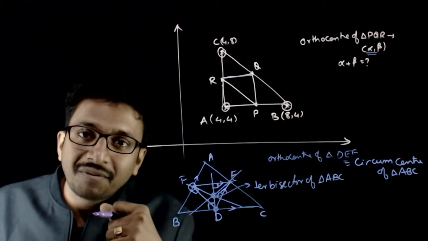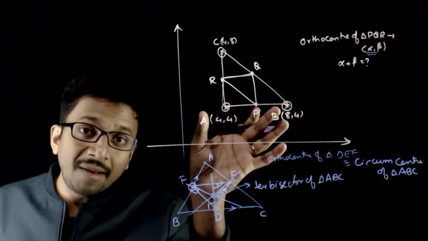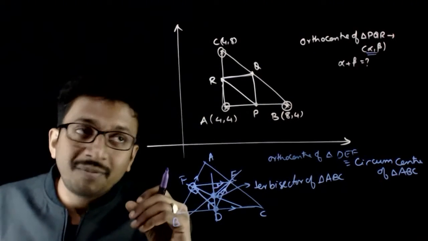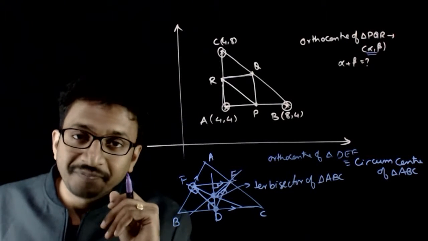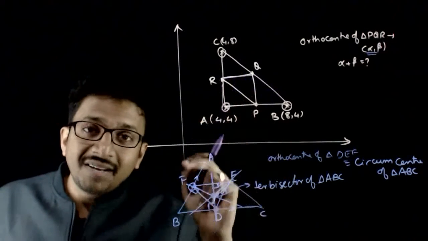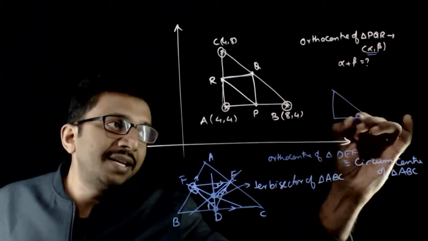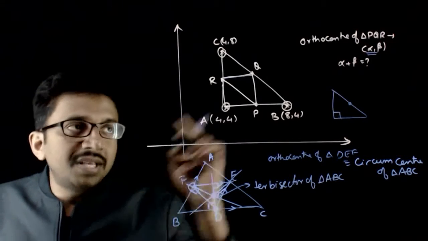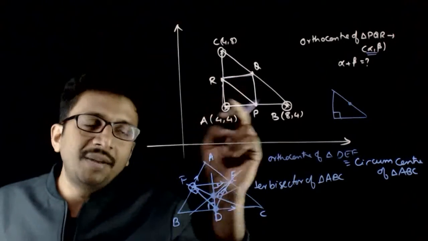And what is the circumcenter of triangle ABC? ABC is a right angle triangle. If it were an arbitrary triangle, I would have to calculate the circumcenter as the point of intersection of perpendicular bisectors. But here this is a right angle triangle. So what is the circumcenter of a right angle triangle? It is nothing but the midpoint of the hypotenuse. So you just need to find the midpoint of the hypotenuse. That will be the orthocenter of the triangle PQR.